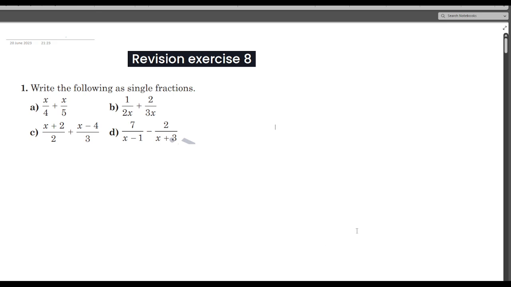Hello everyone. Now let us do revision exercise 8. This exercise is based on your Algebra 3. The first question is, we have to write the following as a single fraction. So let us discuss this first question A. x divided by 4 plus x divided by 5.